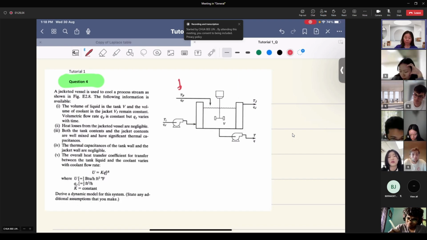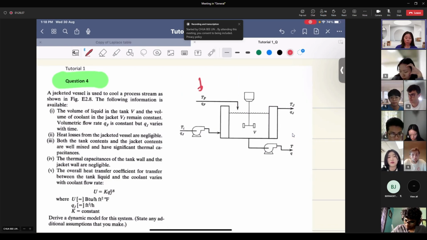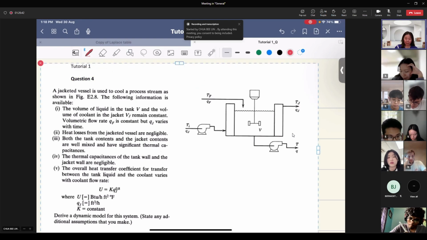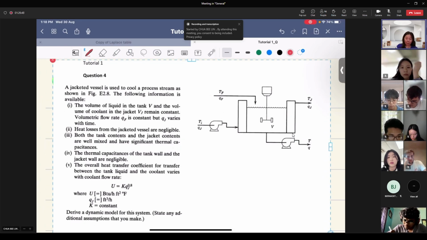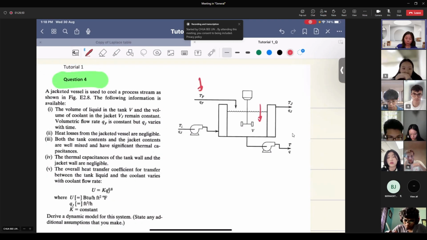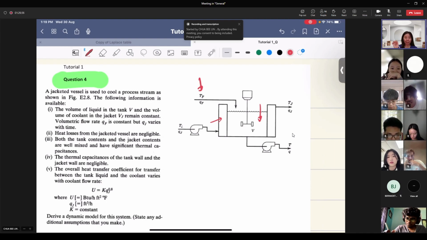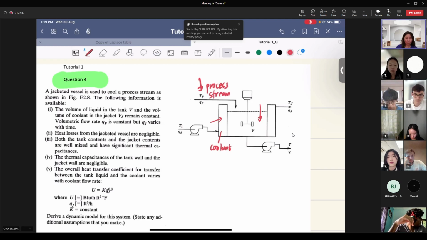For this system, a jacketed vessel is used to cool a process stream. You can see the liquid in the tank and the liquid in the jacketed vessel are not mixed, meaning that you have two systems. One is the jacket, the other one is the tank. The liquid in the jacket is the coolant, because it is used to cool the process stream. This is your process stream. The following information is available.